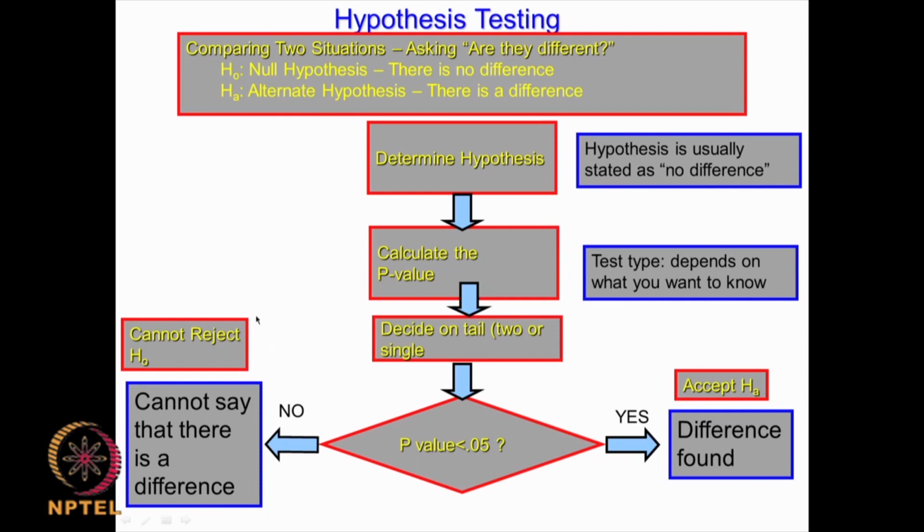So, how do you calculate the p value? That depends upon what you are comparing. Am I comparing means between data? Am I comparing the mean of a data with some population mean?